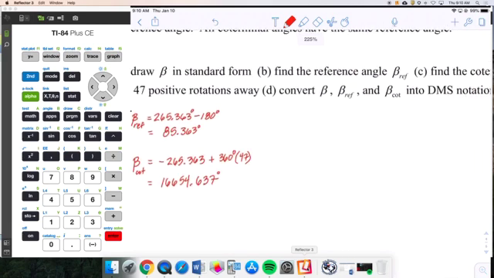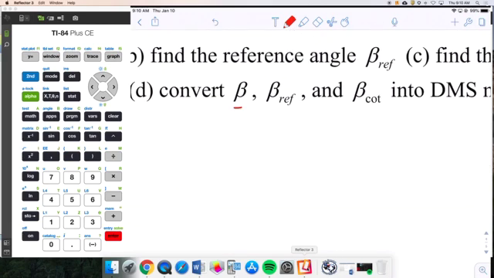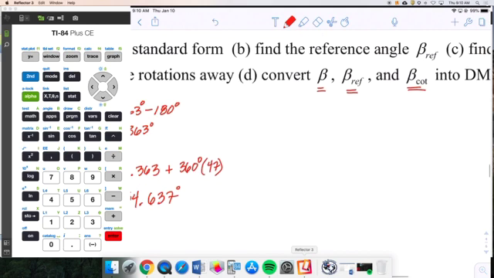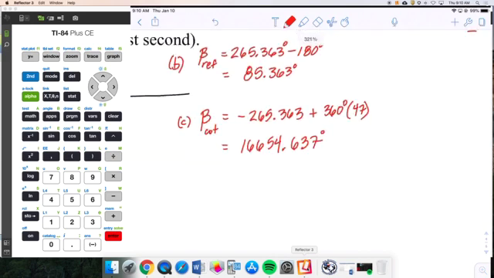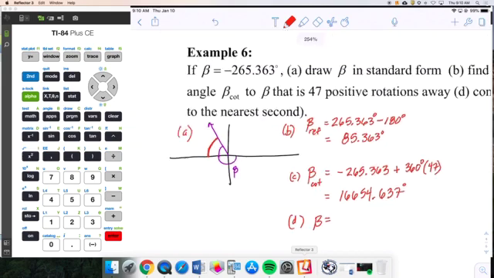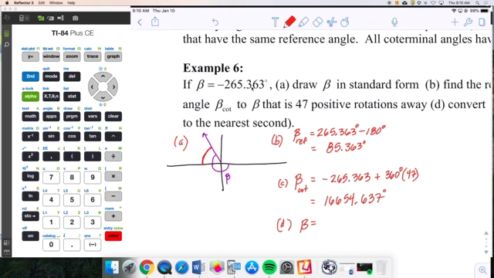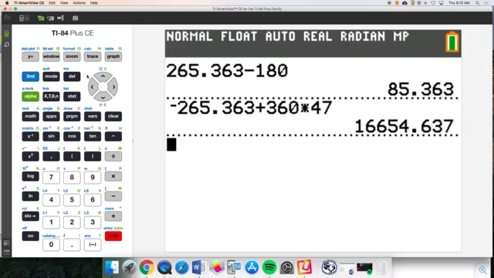That's part C. Part D, now it says to convert beta, beta ref, and beta coterminal into DMS notation. Oh, okay. We could do that. A, B, C, D. So beta is, let's see, you could do this one of two ways. You could do it the way you did it yesterday on the quiz. You could just take 0.363 times 60, and then that fractional part times 60. But I did tell you that once you did it on the quiz, if I ever asked you to do it again, you could just let the calculator do it for you. Do you remember that? And that's true.